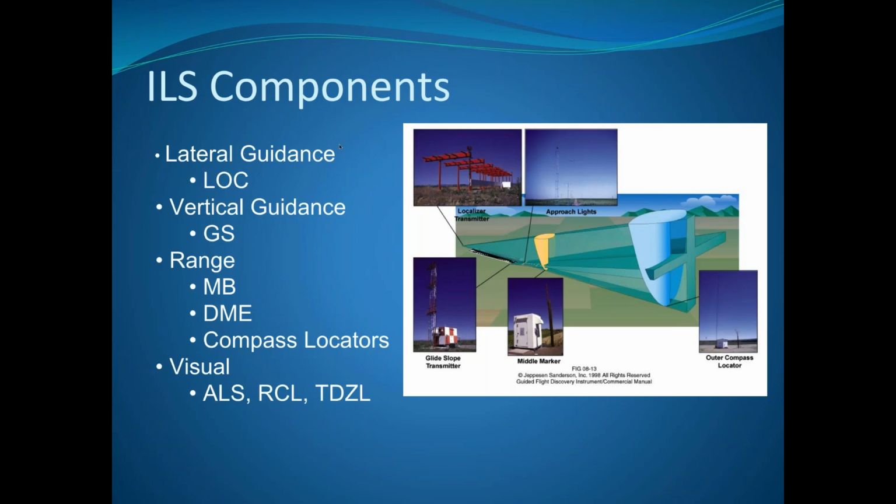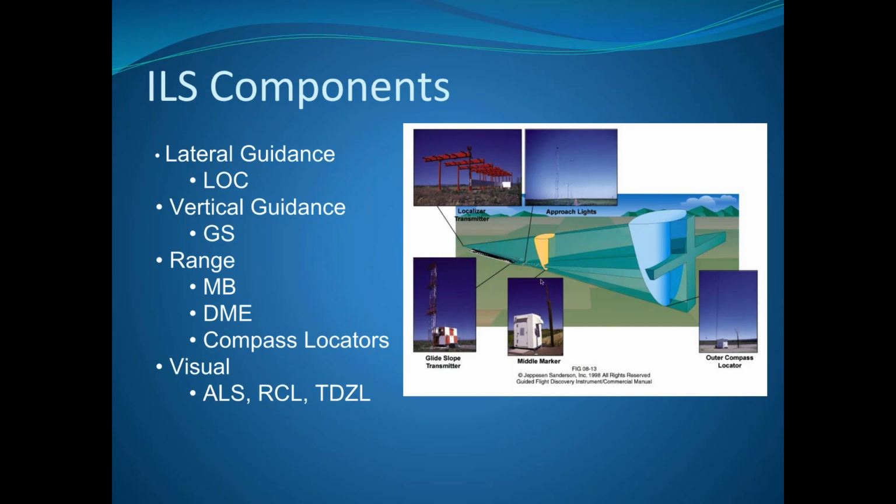All right. So for our lateral guidance, we have a localizer. This is what the localizer looks like. The localizer is our side to side, so we're looking at this horizontal axis right here. For our vertical guidance, we've got our glide slope, and this is what the glide slope looks like. It sends out a signal from the end of the runway up, and it gives us our vertical relationship to the runway.